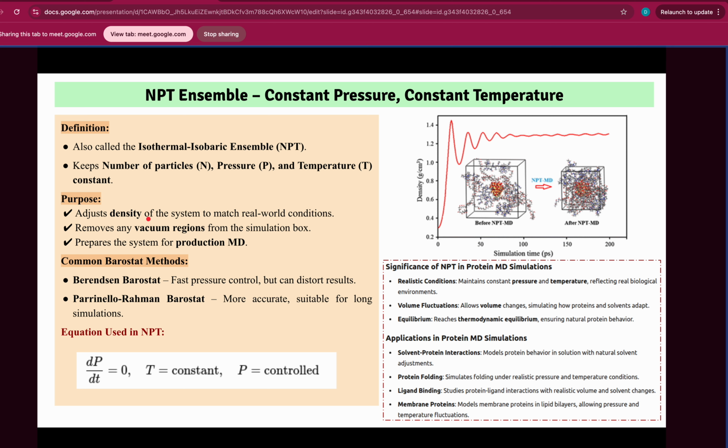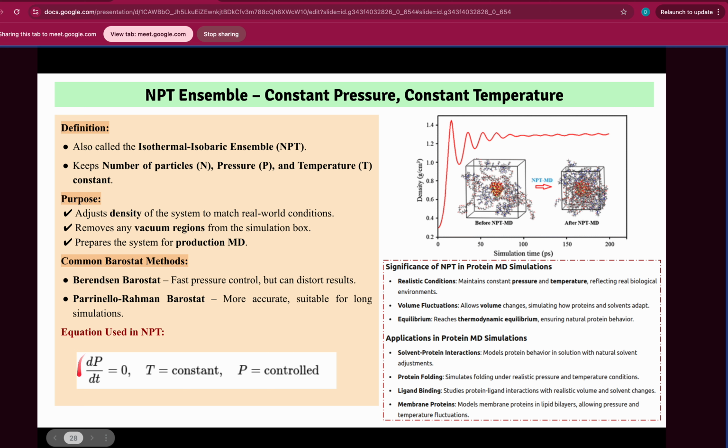In this case, density is changing, we are adjusting the density, so volume can also change. It removes any vacuum region from the simulation box and prepares the system for production MD. Because I am making my pressure constant, I will use a barostat. The Berendsen barostat is used, and the Parrinello-Rahman barostat can also be used. Berendsen is fast pressure control but can distort the results, whereas Parrinello-Rahman is more accurate and suitable for long simulations.